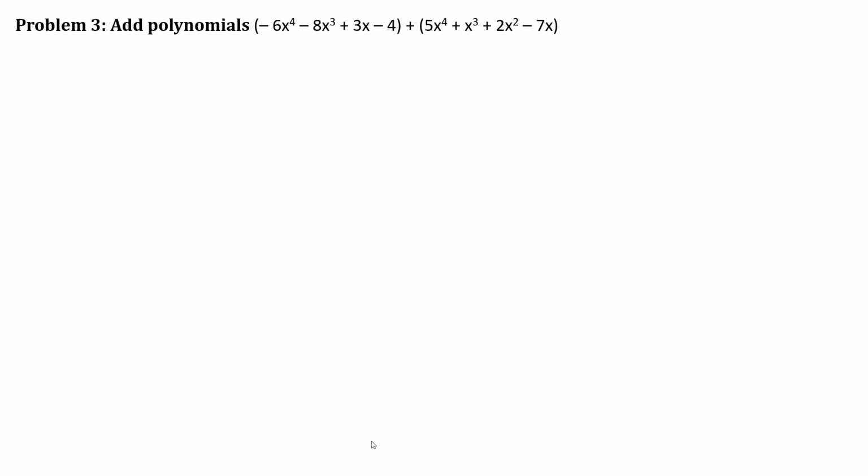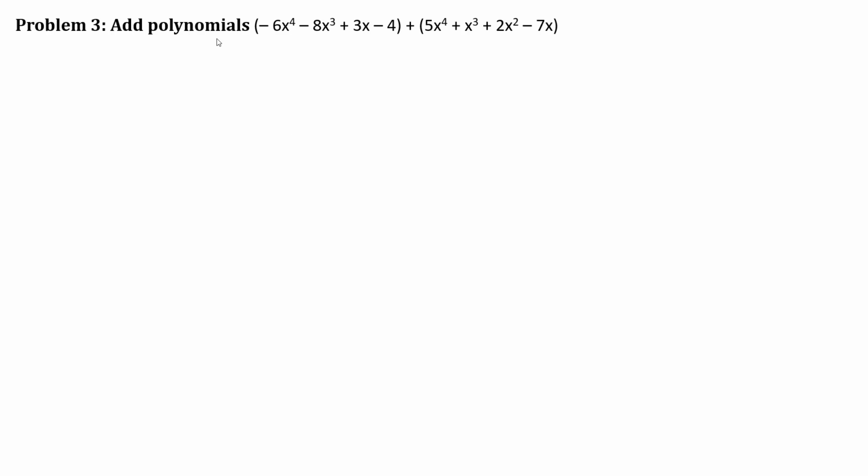All right. Now, the same way you can add monomials, you can add polynomials. And actually, it's not much difference of a technique. So basically, you just combine like terms in the same way. So problem 3, I have 2 polynomials for you. Negative 6x to the 4th minus 8x cubed plus 3x minus 4. And then the second one is 5x to the 4th plus x cubed plus 2x squared minus 7x. For problem 3, I ask you to add them. And for problem 4, I ask you to subtract them.